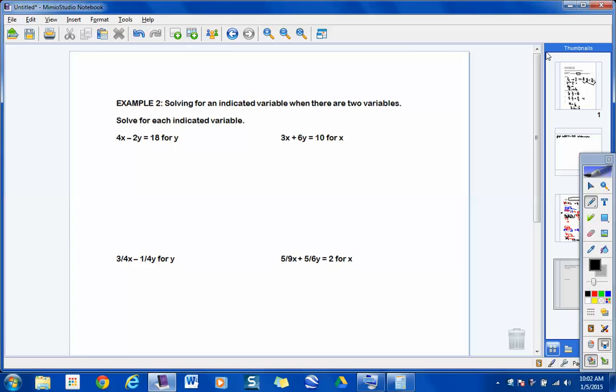Example 2 starts talking about solving for an indicated variable. In all the problems that we had prior to where we're at right now, we had just an x in here.